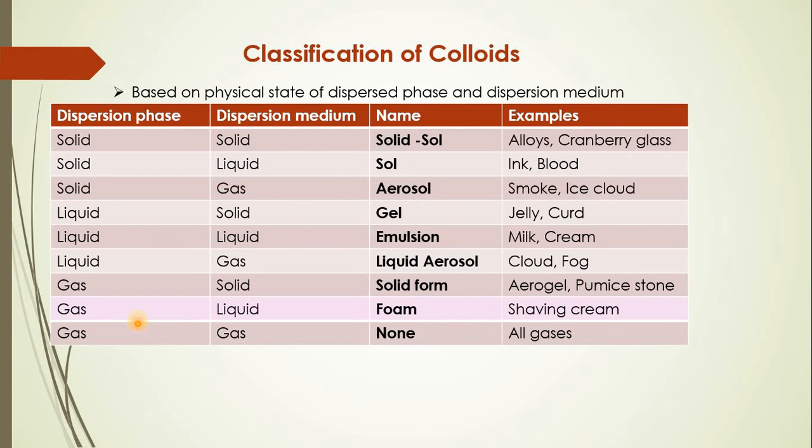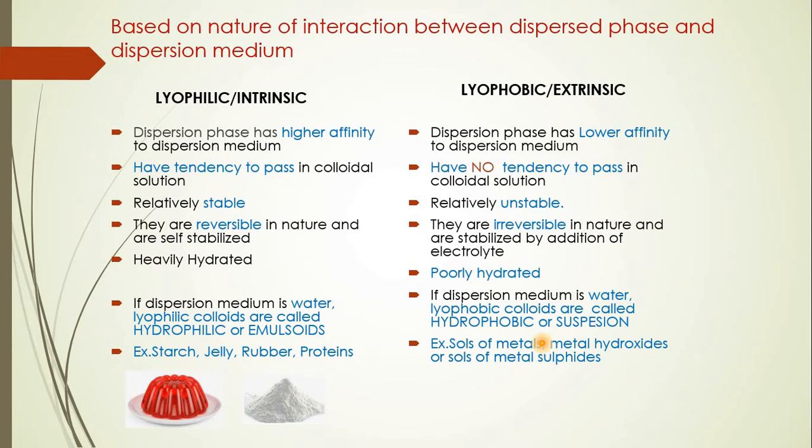In the same manner, if the dispersion phase is gas and the dispersion medium is liquid, we get foam. Example is shaving cream. And lastly, if both the dispersion phase as well as the dispersion medium are in the gaseous state, there we do not get a colloid, and the best example is the gases.